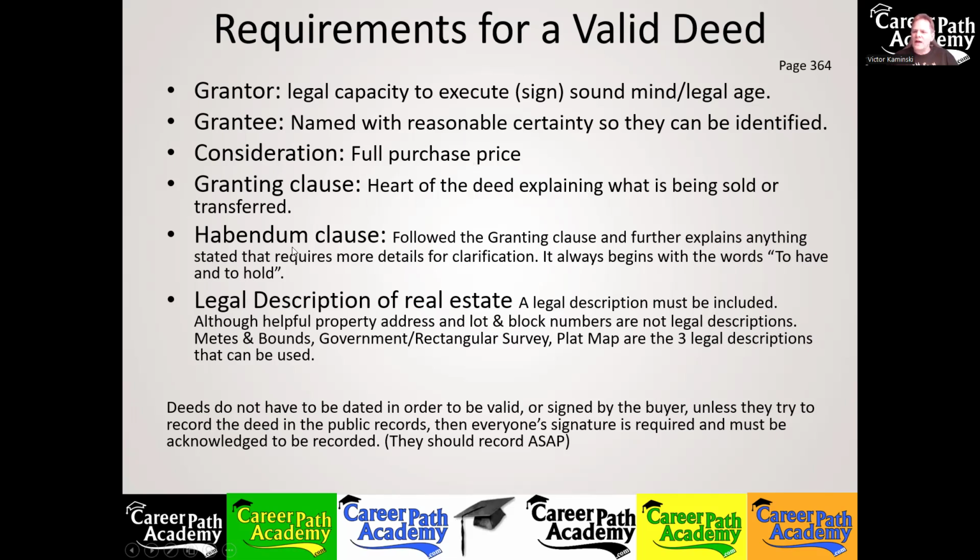It's often followed by the habendum clause. So sometimes in the granting clause, things need to be cleared up or clarified, and that would be in the following clause called the habendum clause. The habendum clause always begins with the words "to have and to hold." But what is the purpose of the habendum clause? It's anytime something mentioned in the granting clause needs further clarification.